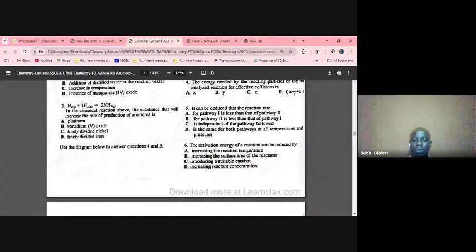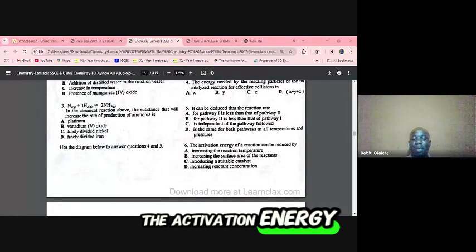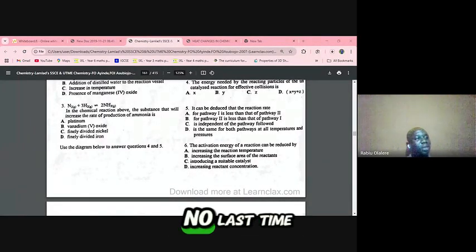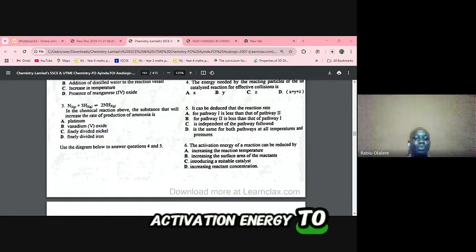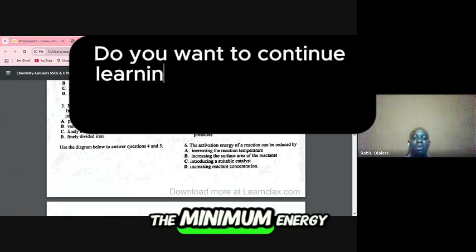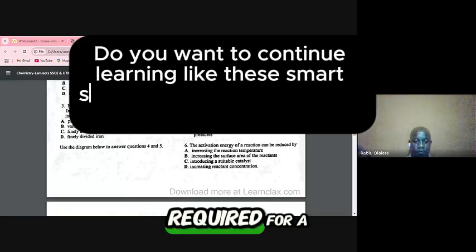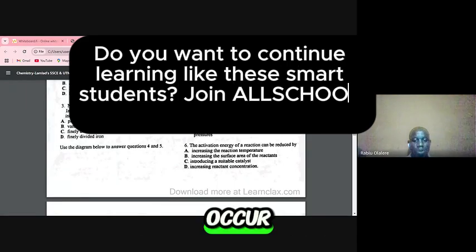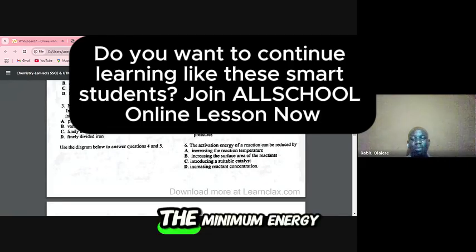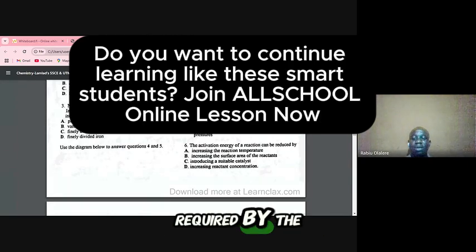Number 6 says the activation energy of a reaction can be reduced by what? The last class we talked about activation energy too. I would say activation energy refers to the minimum energy required for a chemical reaction to occur. So if a chemical reaction will occur, the minimum energy required by the reacting particles.